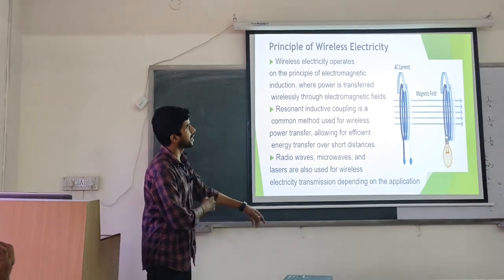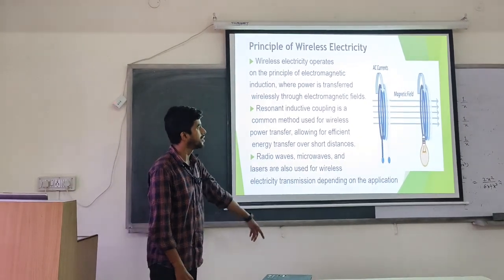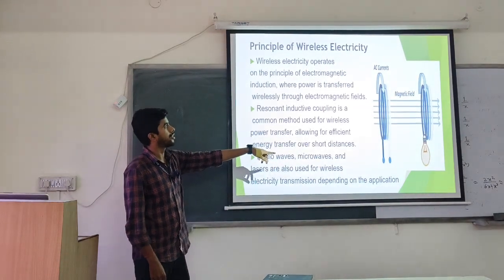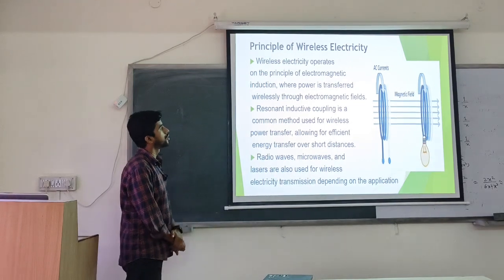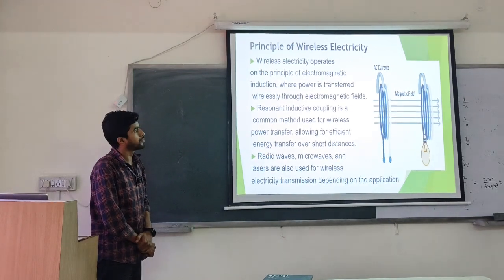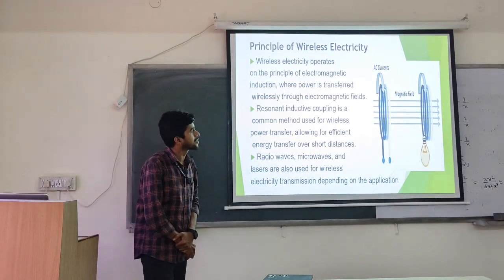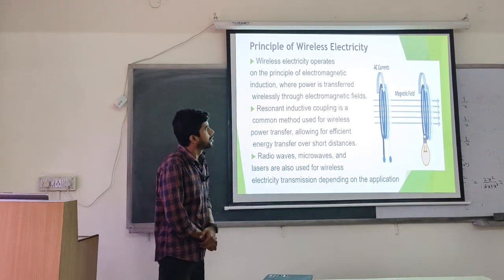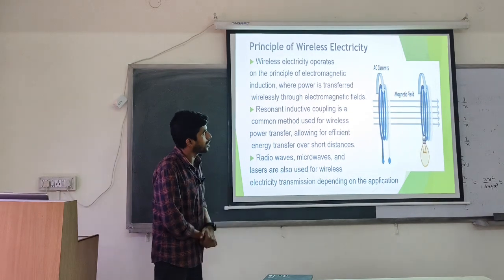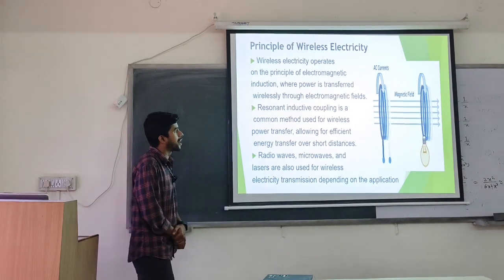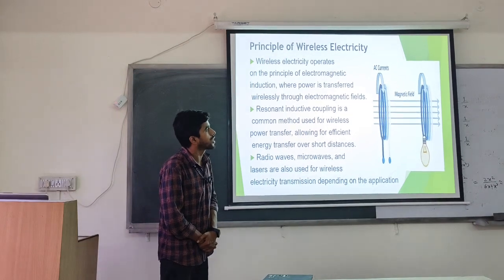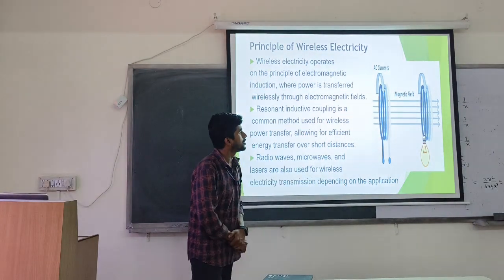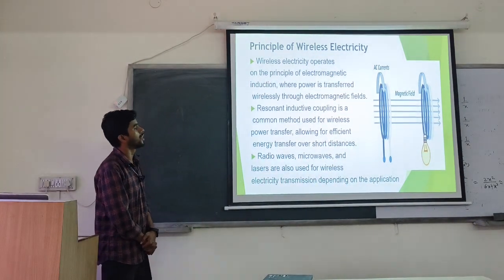This is a short diagram which describes the principle of wireless electricity. There are two coils: one is the primary coil and another one is the secondary coil. We give electricity to the primary coil, and we know the electric field and magnetic field are perpendicular to each other. When the electric current passes in the primary coil, a magnetic field is generated. This magnetic field, through mutual induction, penetrates into the secondary coil, which results in an induced EMF and induced current, so current flows in the secondary coil. This is the basic principle of wireless electricity.